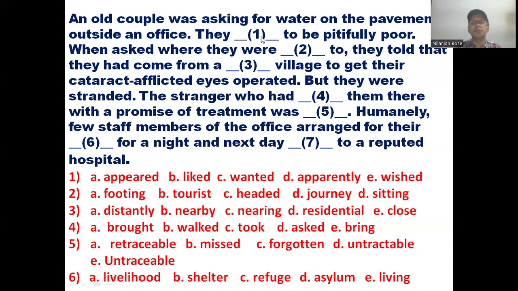Now, with the promise of treatment was dash. अब ट्रीटमेंट को जो देखिए एक प्रॉमिस किया गया है. The stranger who had brought them there with the promise of treatment was dash. यहां पे अगर first option देखा जाए, retraceable, it doesn't make any sense. Missed यहां होगा नहीं, forgotten फिट नहीं कर रहा है, untraceable will not be there, absolutely vague, and the last option untraceable. Yeah, the stranger who had brought them there with a promise of treatment was untraceable.